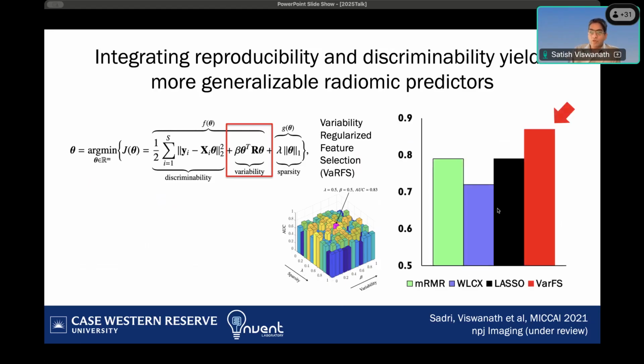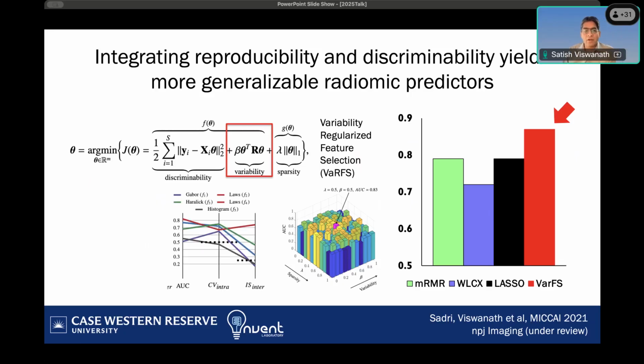So when you do this, you actually find that the VAR-FS approach, the variability regularized approach, tends to do a lot better than the existing methods that are out there, which include MRMR or Lasso or Wilcoxon-based feature selection schemes, even if you incorporate some level of reproducibility into those methods. And if you do some more analysis, we actually found that the reason this works so well is because the VAR-FS scheme is able to identify the features which kind of fall along the boundary, right at cutoff, and is able to optimize for this across multiple aspects of reproducibility.